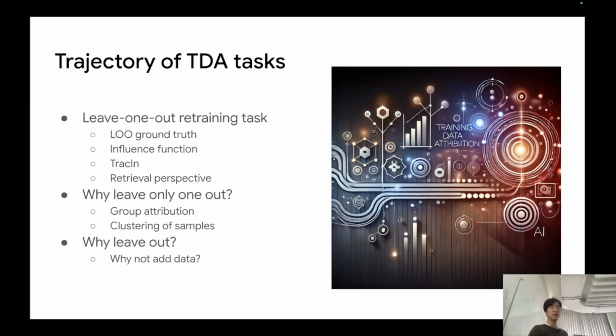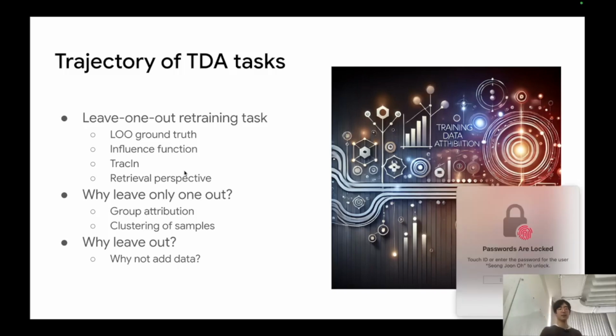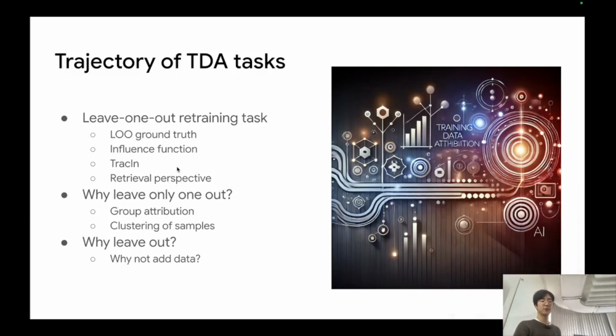So wrapping up the training data attribution, we looked mostly into leave-one-out retraining. We first have to compute the leave-one-out ground truth to do some kind of evaluation. Then we have different ways to approximate this using, for example, influence functions, TracIn, or datamodels. We can also take a retrieval perspective on this and bring in different techniques from the retrieval literature for this problem. And then the question is, why leave out, right? Why not add more data or do something else here?